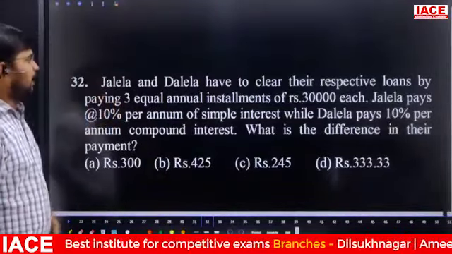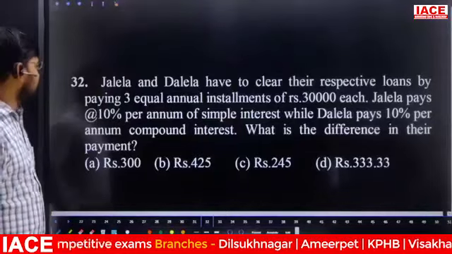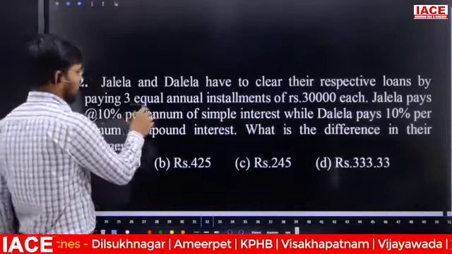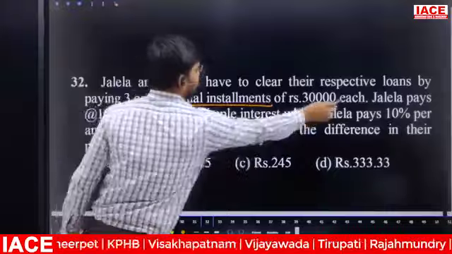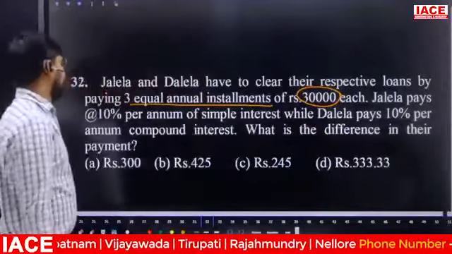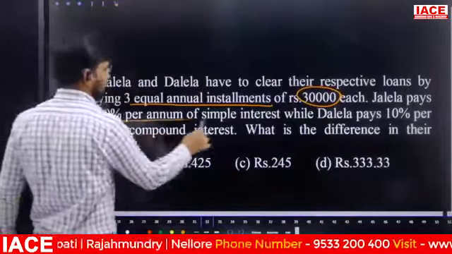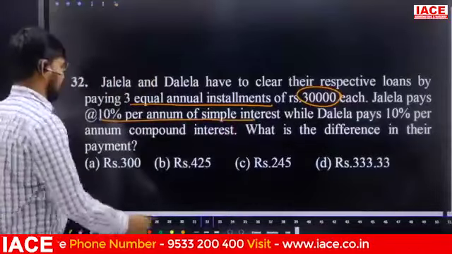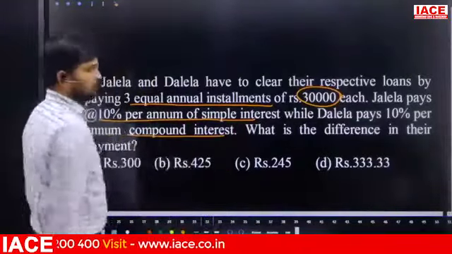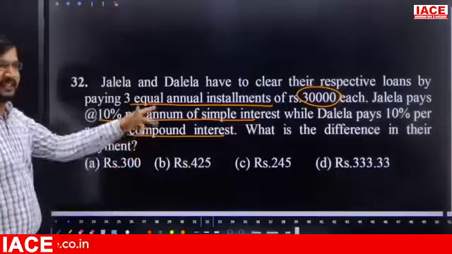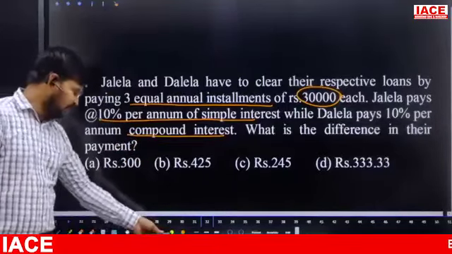Jalila and Dalila have to clear their respective loans by paying 3 equal annual installments of 30,000 each. Jalila pays 10% per annum simple interest, but Dalila pays 10% compound interest. First person simple interest, second person compound interest. What is the difference in their payments?